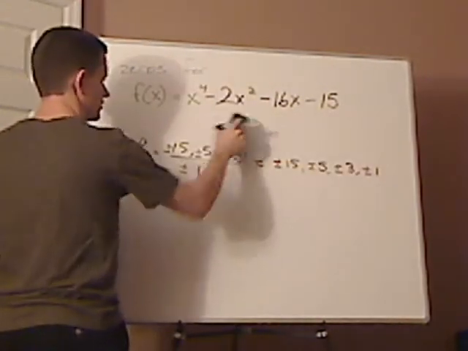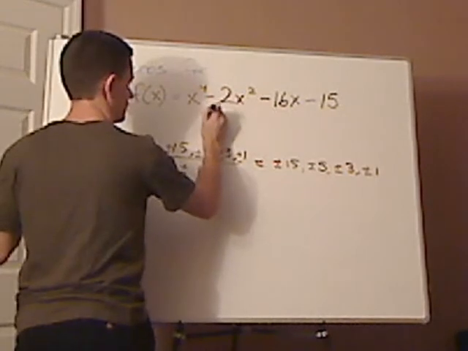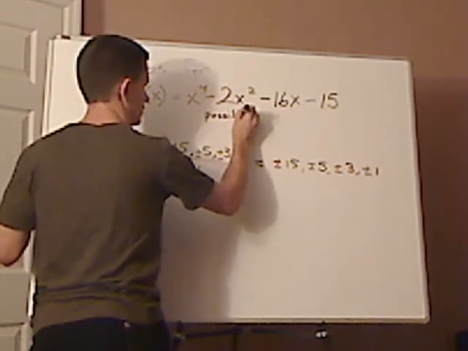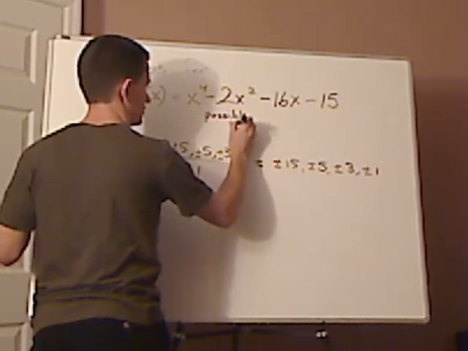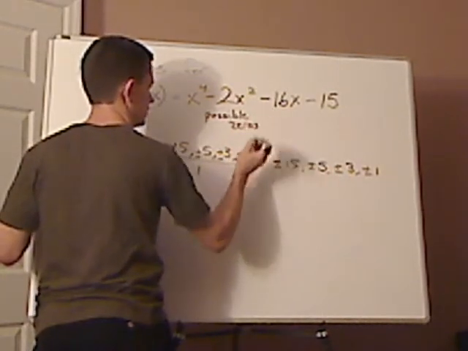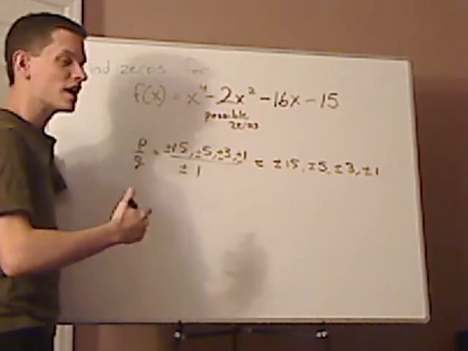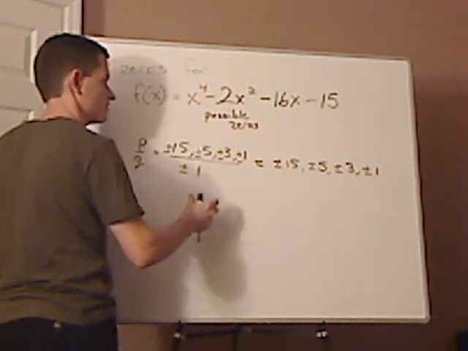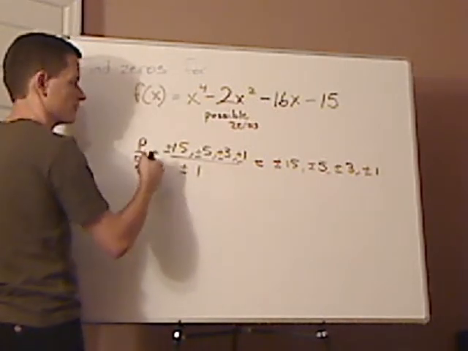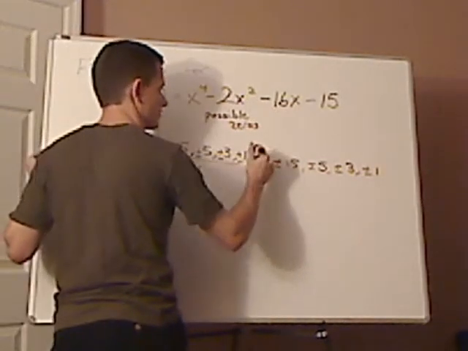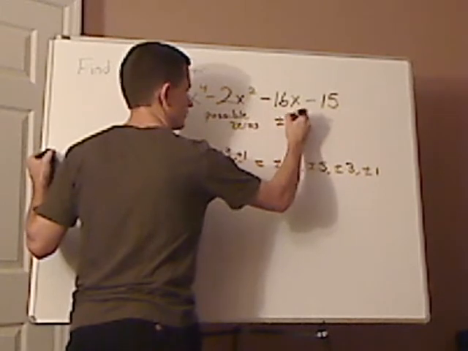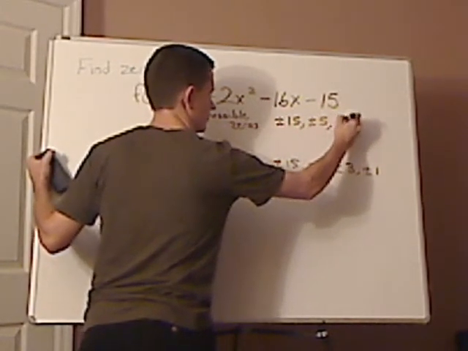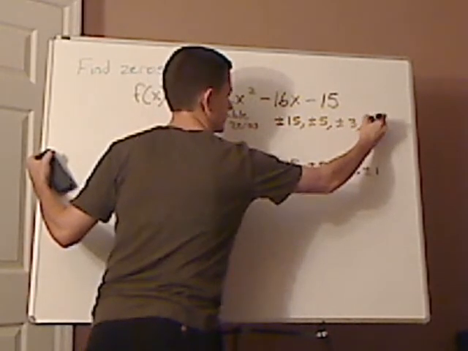Now I'm going to list out all the possibilities here. Possible zeros. Now this is using the rational zero theorem, which basically states if you have rational zeros, it's going to be p's over q's, factors of them. So just rewriting them for room's sake.